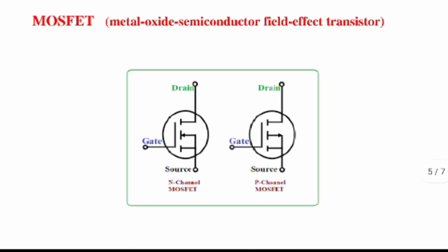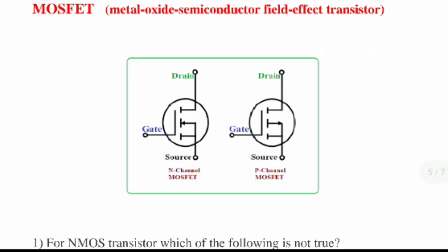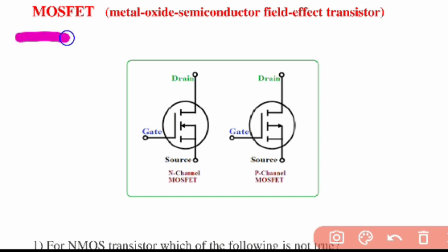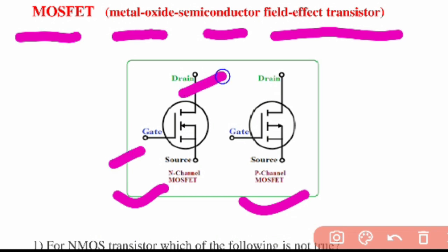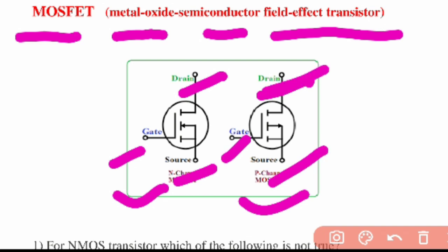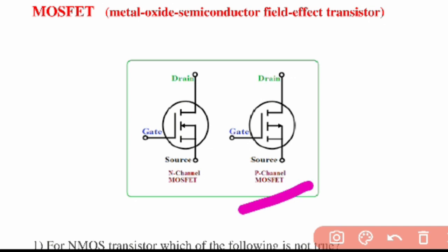Now the next topic, MOSFET. Full form of MOSFET is metal oxide semiconductor field effect transistor. There are two types of MOSFET, N channel and P channel. Gate, drain, source. This is the N channel, this is the P channel.